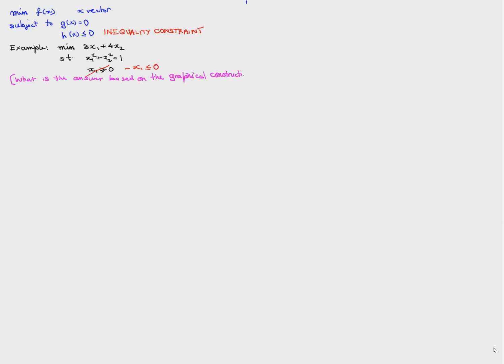So I would suggest that you pause the video at this point and, from the graphical construction of the last video, see if you can figure out a solution to this problem with the new inequality constraint.